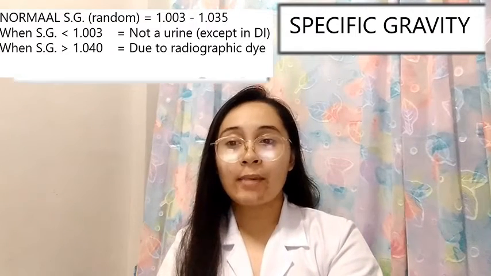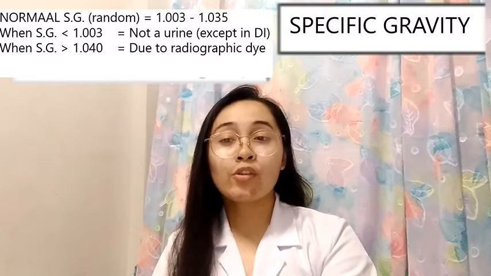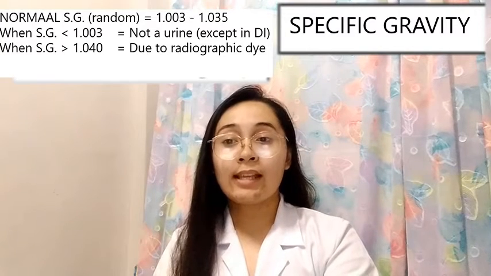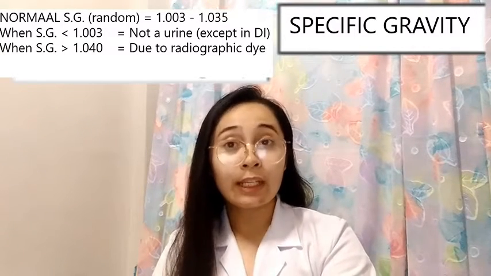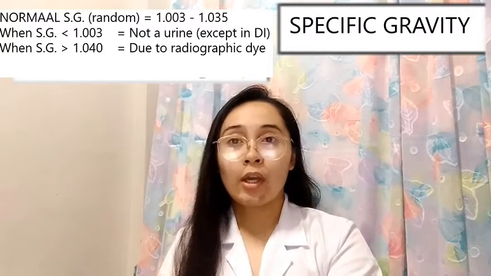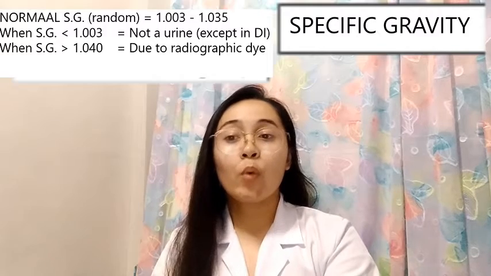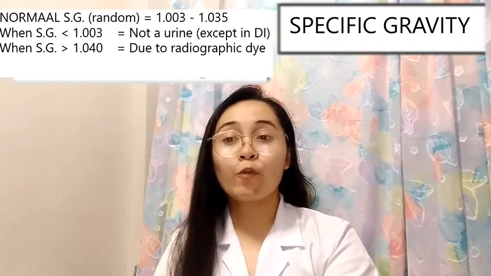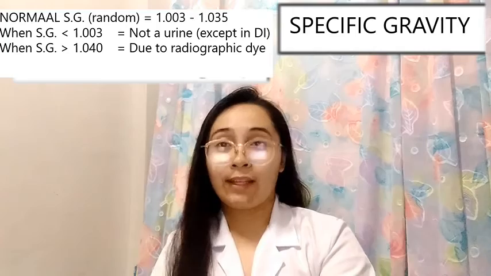And finally, specific gravity. It is the density of a solution compared with the density of a similar volume of distilled water at a similar temperature, influenced by the number and size of particles in a solution. The normal specific gravity in a random specimen is 1.003 to 1.035. When specific gravity is less than 1.003, it's not urine, except in a diabetes insipidus specimen. When specific gravity is greater than 1.040, it is due to radiographic dye.